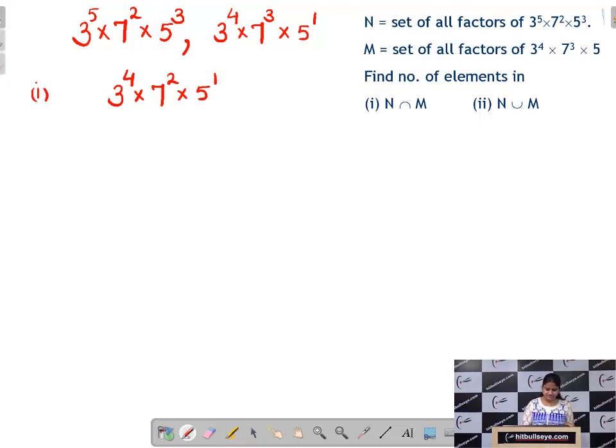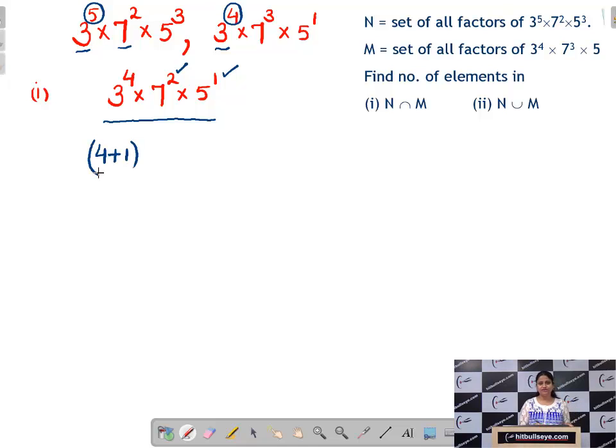See what is the logic. First of all, we are taking this prime 3. We are considering both the powers 5 and 4. We are taking the least of that. Similarly, in 7 the least power will be 2. In 5 the least power will be 1. So we have taken a number which is common to both these numbers. So we will find the number of elements, the number of factors of this number.